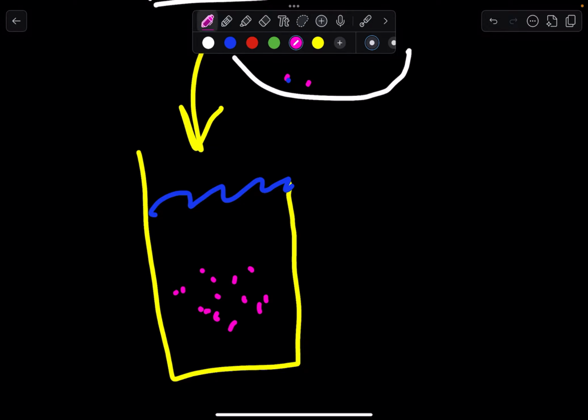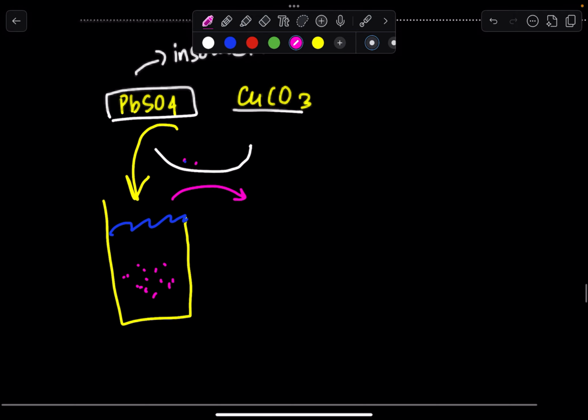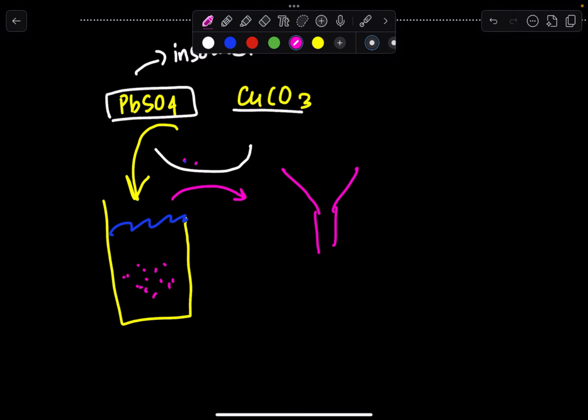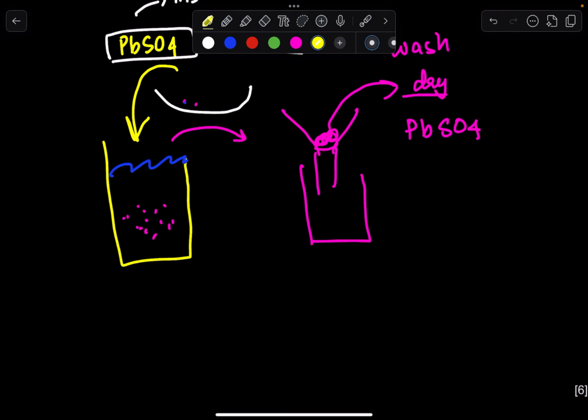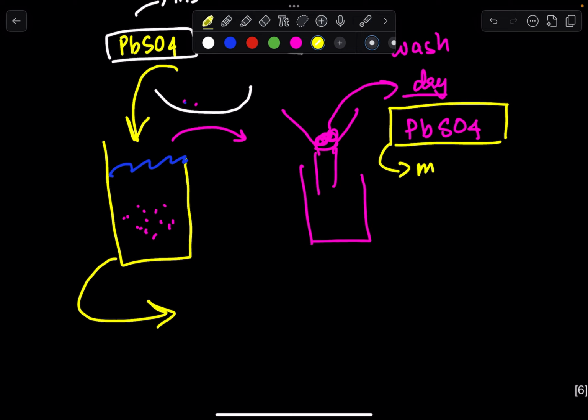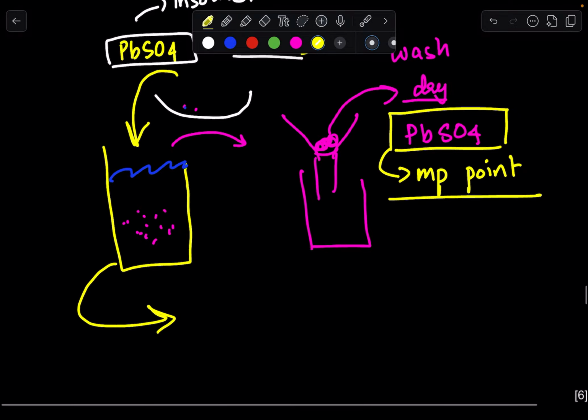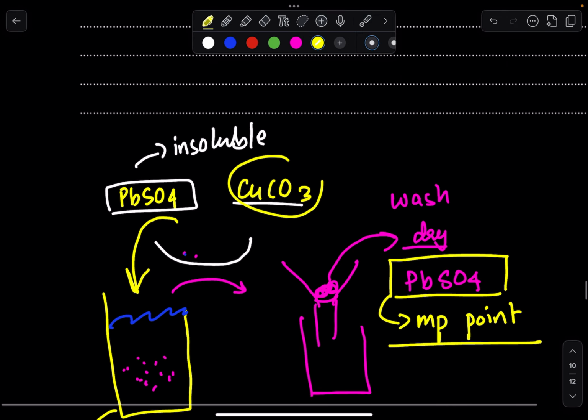Now you can simply filter out these pink particles on a filter paper. Then you wash them, dry them, and you get your lead sulfate. And now to check its purity, how are you going to check its purity? You're simply going to check its melting point or boiling point, because a pure substance has a fixed melting point and boiling point. Simple.